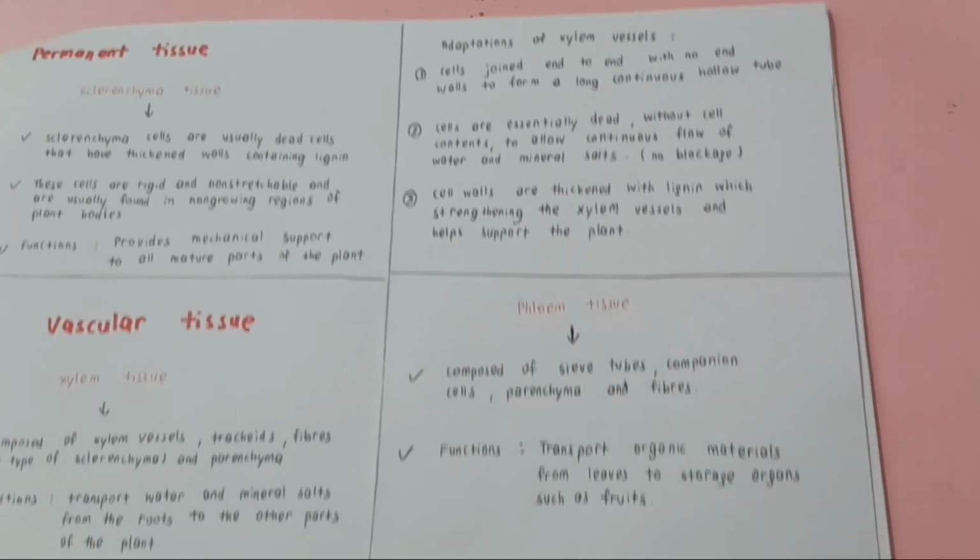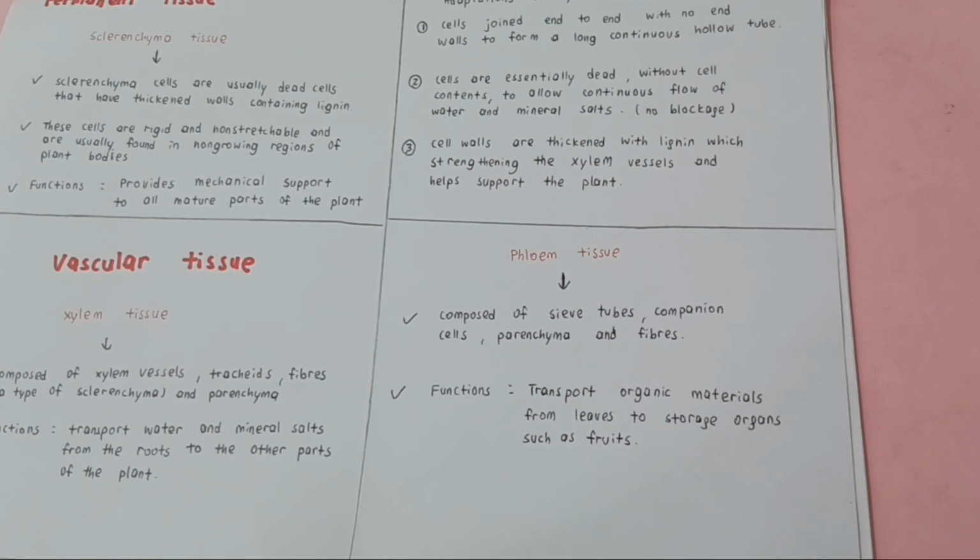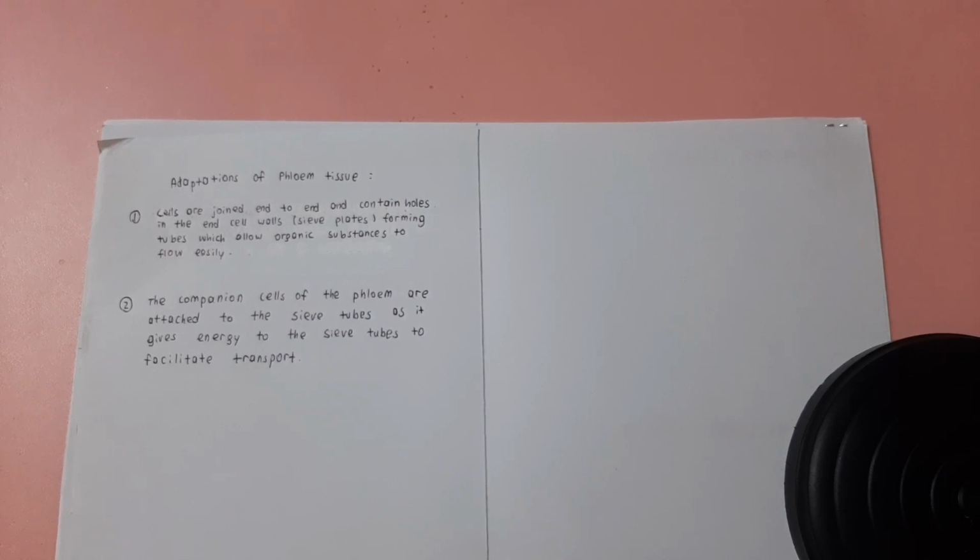Next, the other vascular tissue is the phloem tissue. The phloem tissue consists of sieve tube, companion cells, parenchyma, and fiber. Again, the function is to transport organic material from leaf to other parts. Adaptation of phloem tissue. First, the cells in phloem tissue are joined end to end and contain holes in the end wall, which is also the sieve plate, forming tube which allows organic substances to flow through easily.